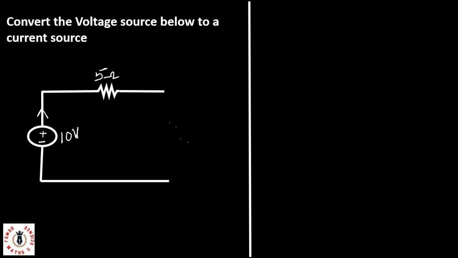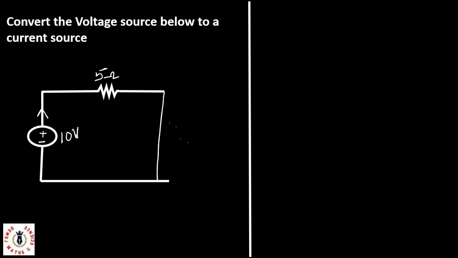to current sources. If I'm converting from a voltage source, this is actually a voltage source to a current source, what I want to imagine is that I am completing the circuit here by connecting these points together so that there can be a flow of current in this circuit.